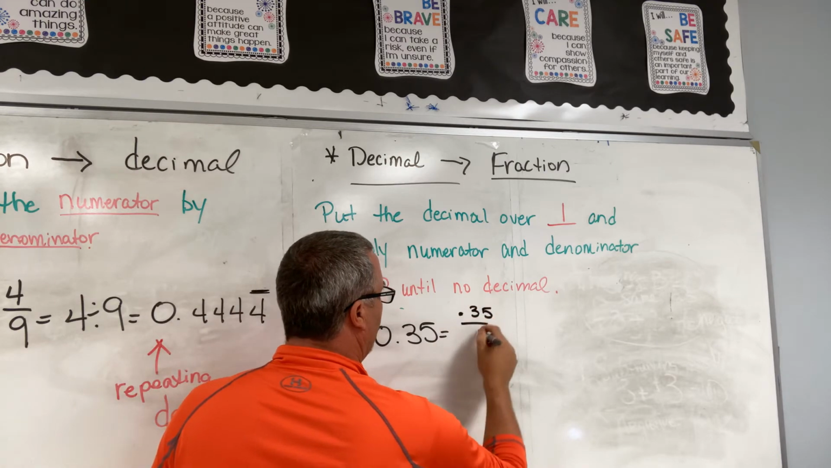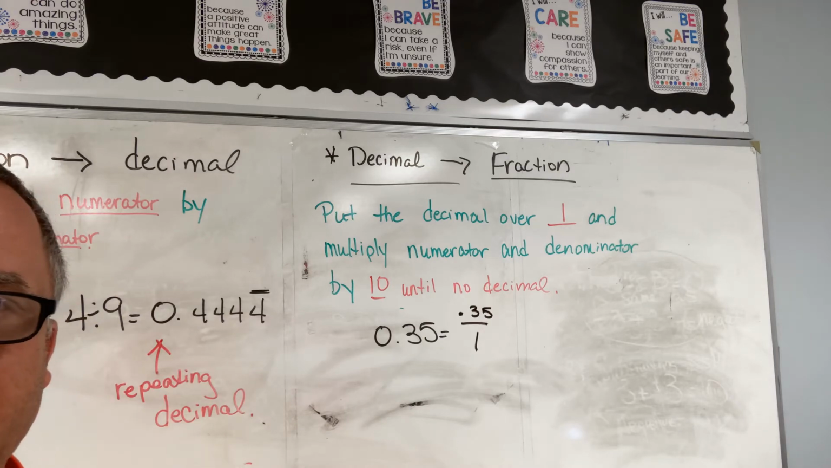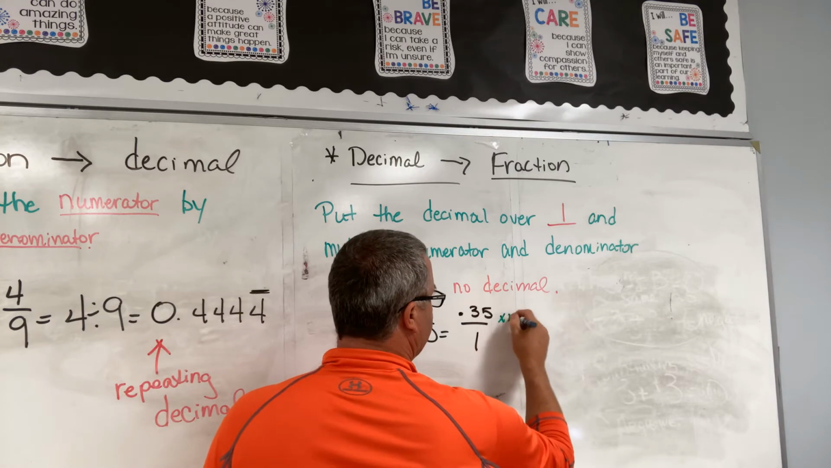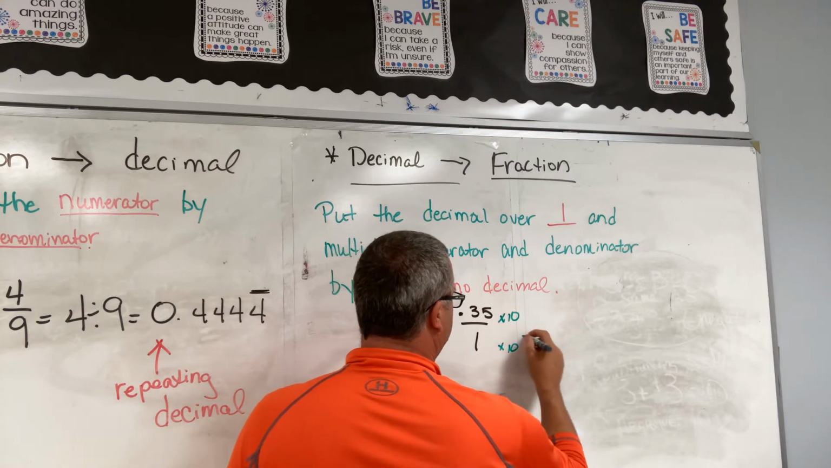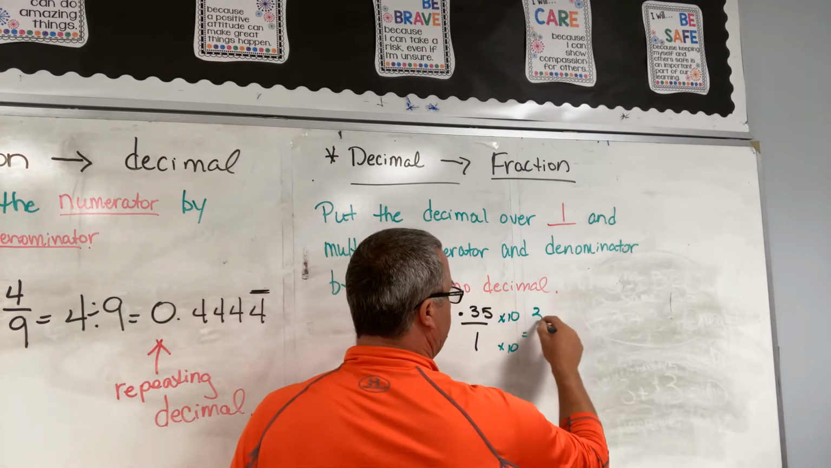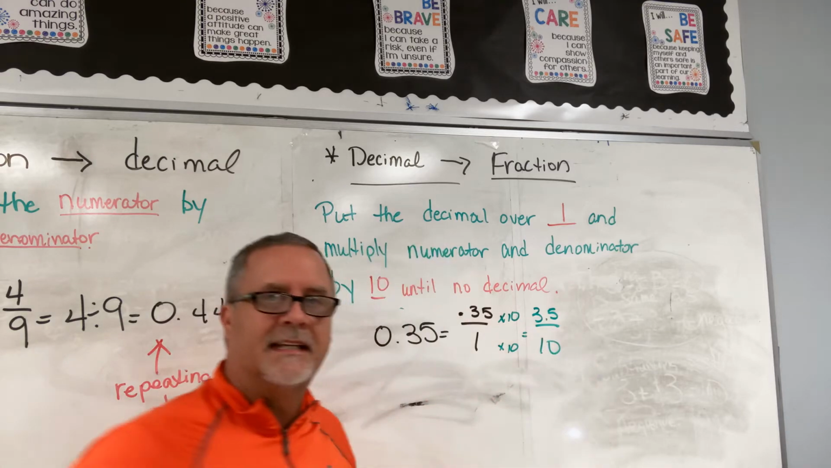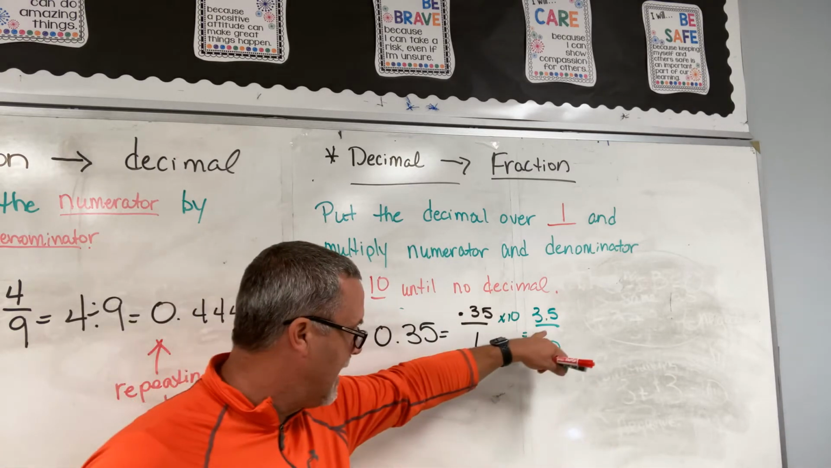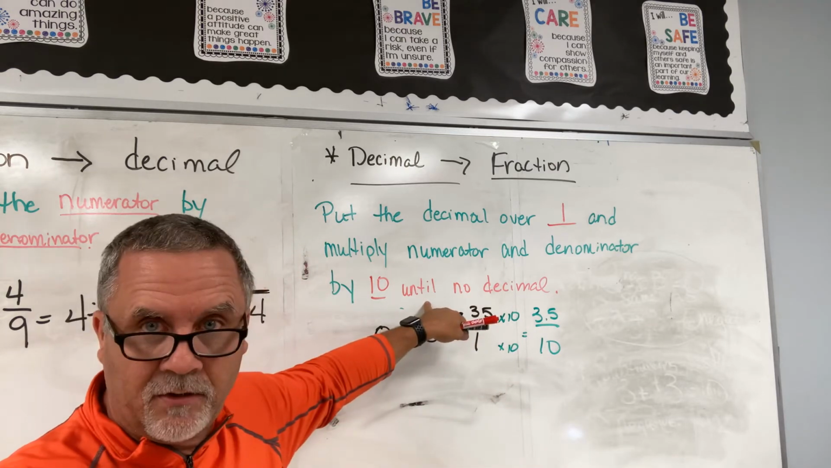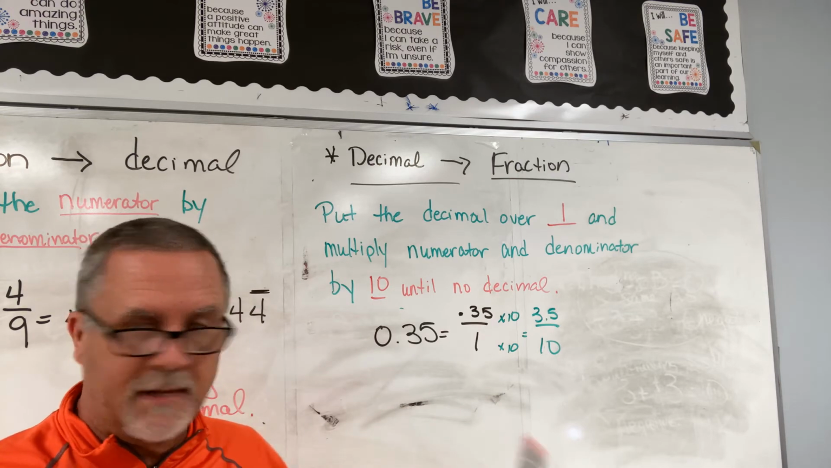0.35 over 1. Now, I'm going to start multiplying the top and the bottom by 10. You can use a calculator for this if you want to. So the top by 10, the bottom by 10. 0.35 times 10 gives me 3.5. 1 times 10 is 10. So I have 3.5 over 10. Now, it says to keep doing this until there's no decimal. We still have a decimal, so we need to multiply by 10 again.